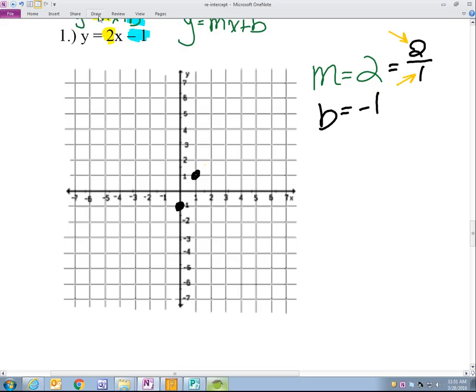So since I have 2 points, and the least amount of points that I need to make a line is 2, I use my school-issued straight edge, also known as my ID, and I draw a straight line from those 2 points.